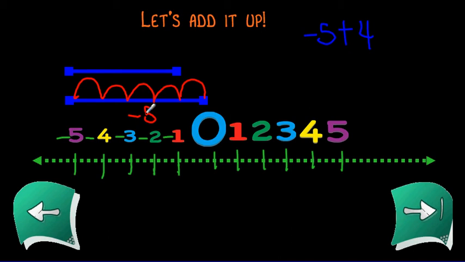And if you're adding a positive number, you need to count it to the right. So 1, 2, 3, 4 plus 4. So what did you get? -1. Right.